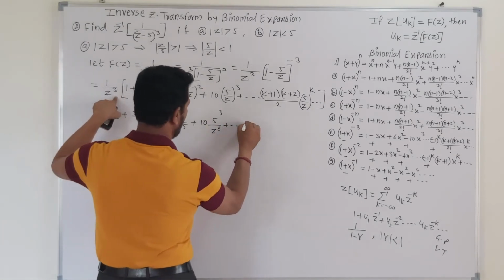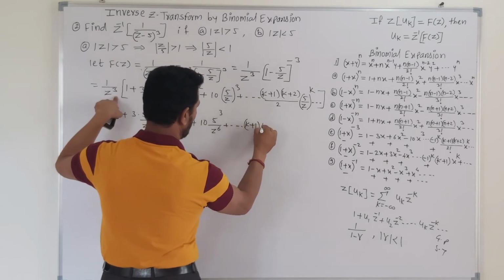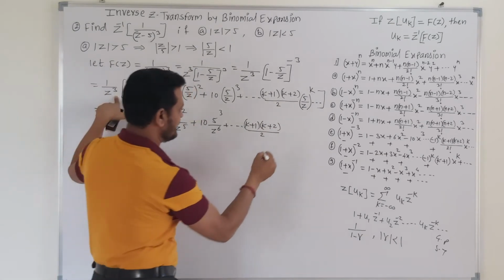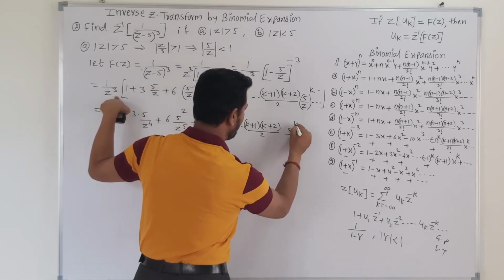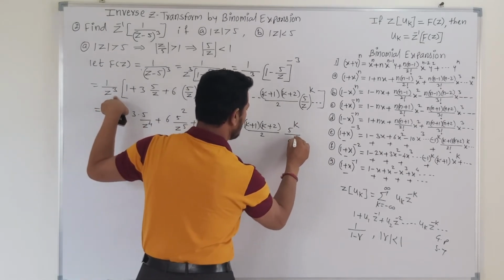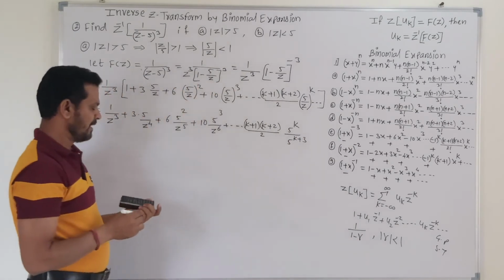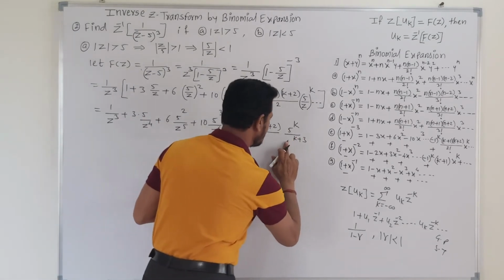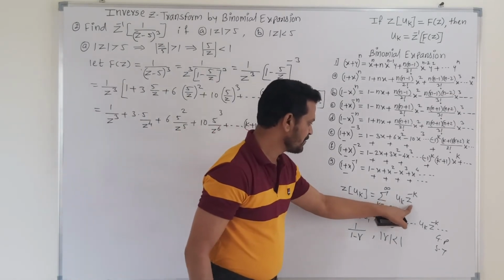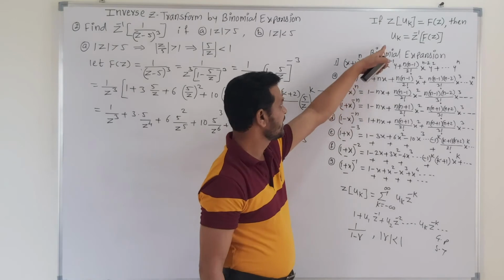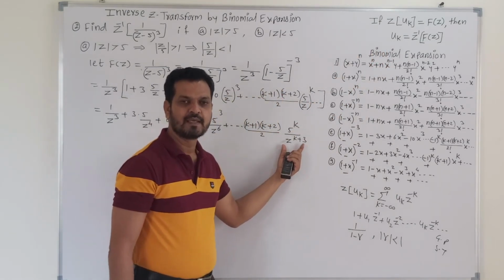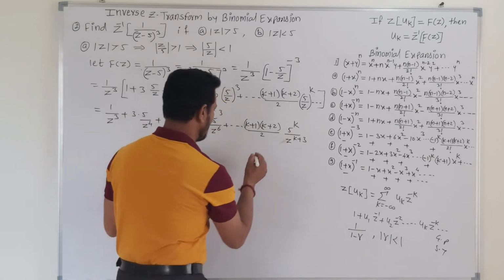In general, we can write this as k plus 1, then k plus 2 divided by 2, then 5 raised to k upon z raised to k and z raised to 3, we get this as z raised to k plus 3. But friends, this is the z term. Our interest is to find the coefficient of z raised to minus k, which is the inverse z transformation of the given function. Now here we get the z raised to k plus 3 term. That is not our interest.